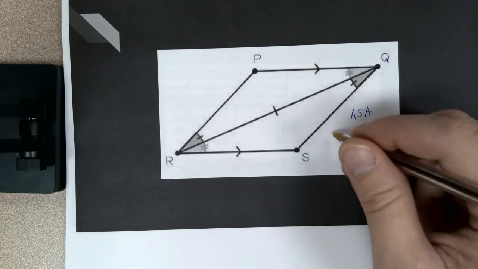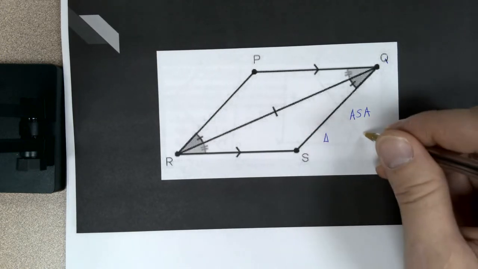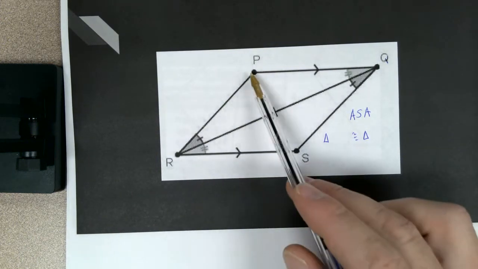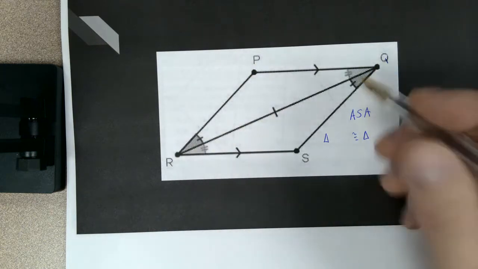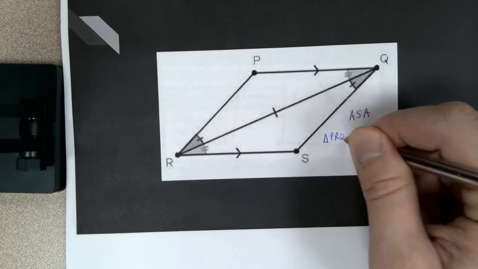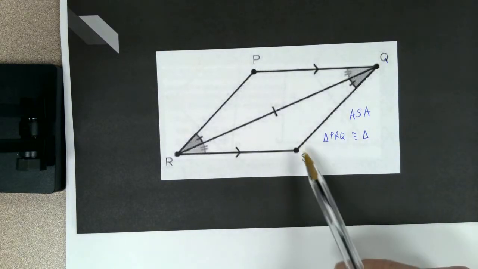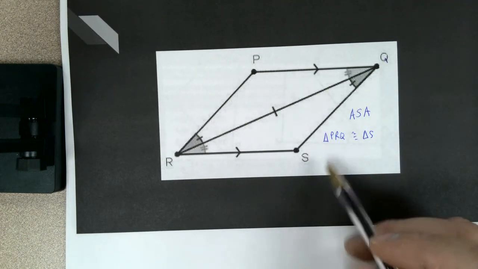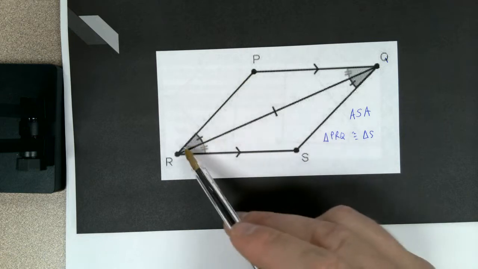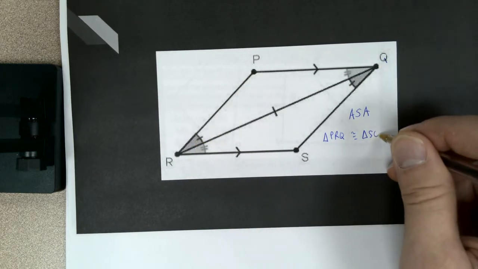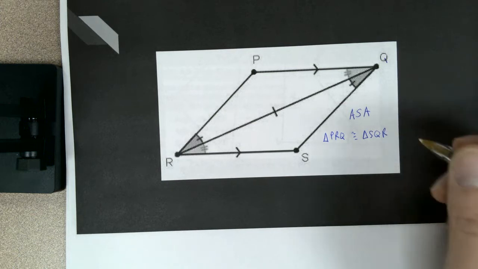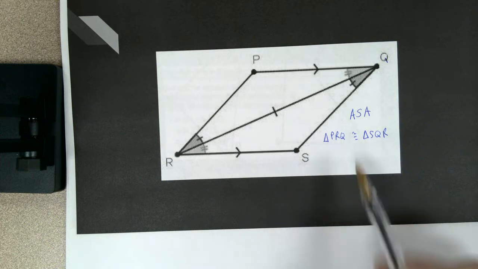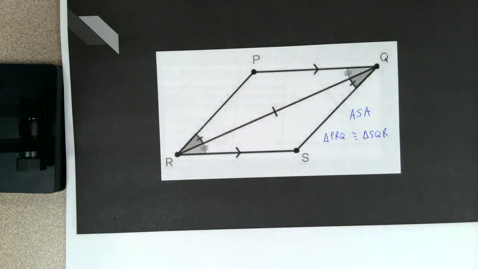Now, if I'm going to write the congruency statement, again, just like with the other ones, it's important that I match up the corresponding parts. So if I start with PRQ for the first triangle, I know that angle S corresponds to P, so I'm going to write S first. The R corresponds to Q, so it's SQR. So again, important to match up the corresponding parts there when we're naming the angles.